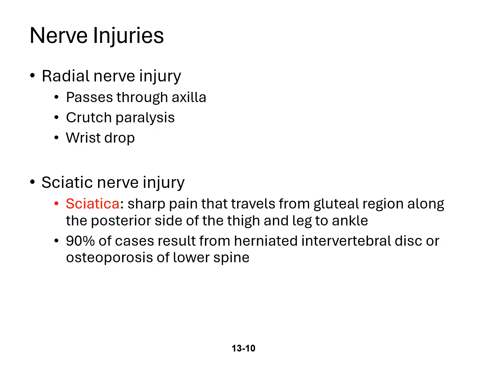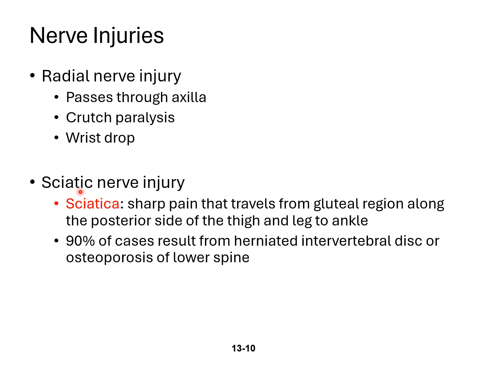So the radial nerve. The radial nerve is going to pass through the axilla, or armpit. Crutch paralysis: if you use crutches, you're going to have your wrist feel very weak, and this is caused by the crutches pushing into your armpit and stopping the radial nerve from sending the signal down to the wrist.